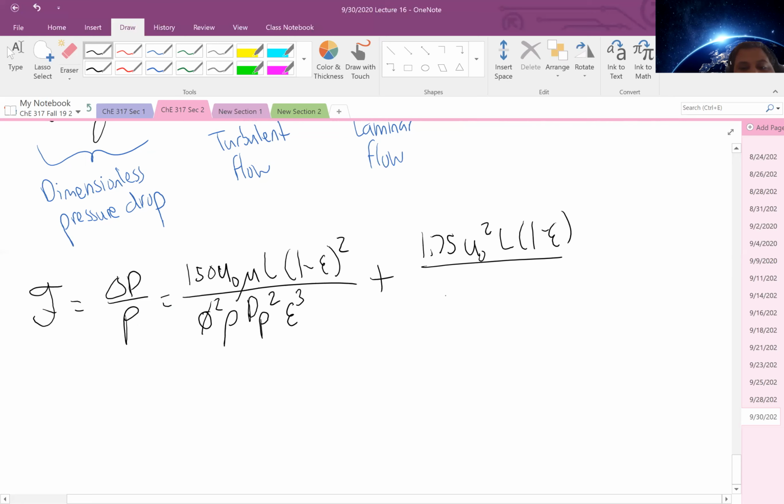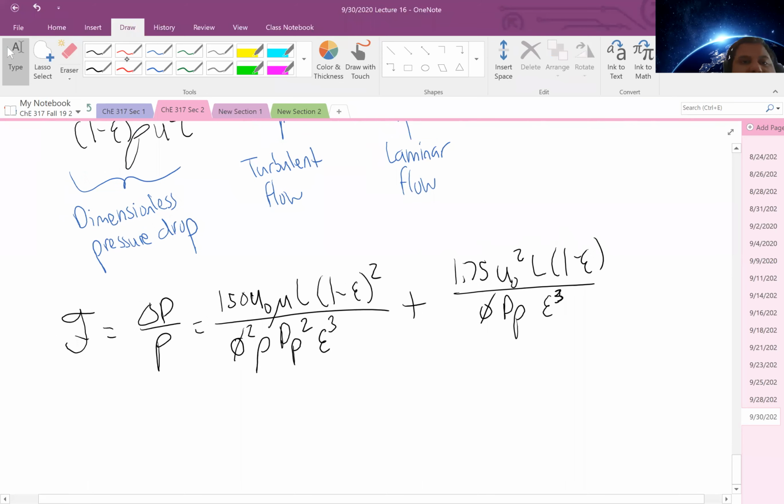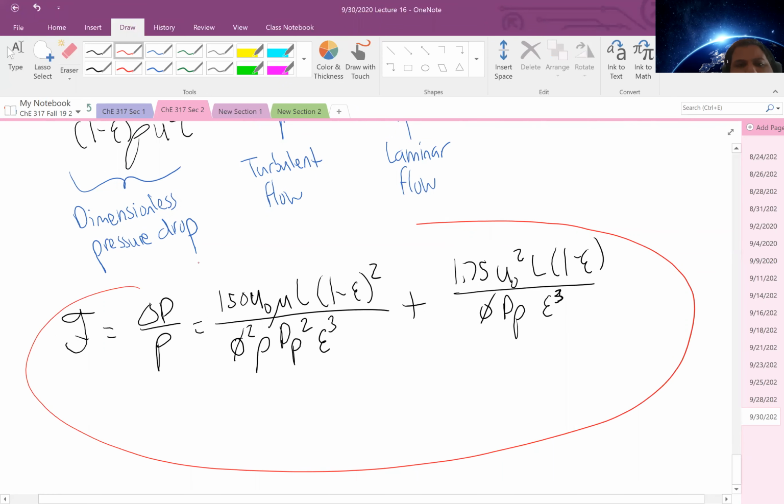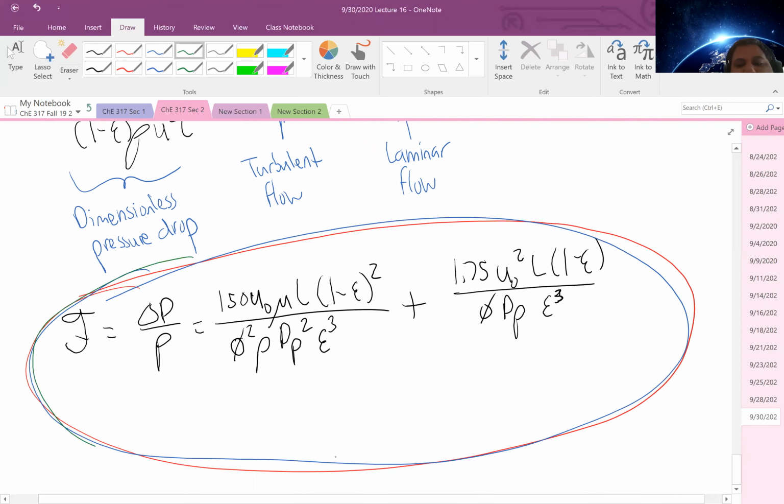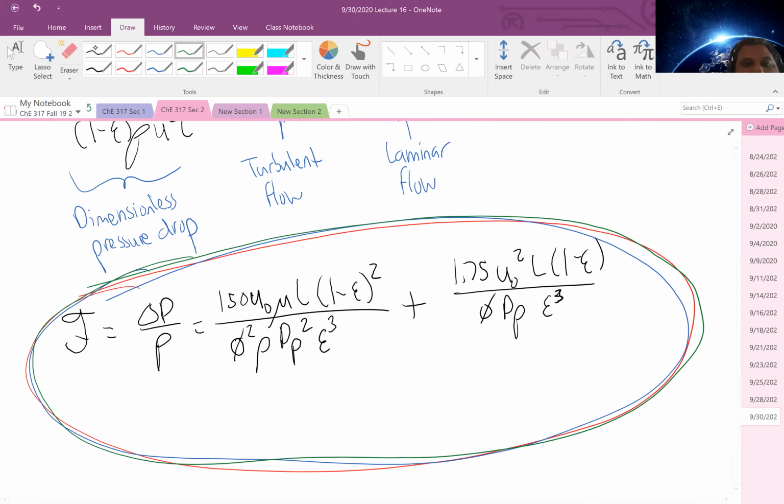No, I don't need density. Particle epsilon cubed. Or this equation is important enough that I'll do my fancy circling. And this is what we typically call the Ergun equation.